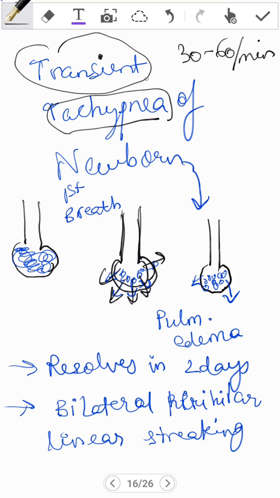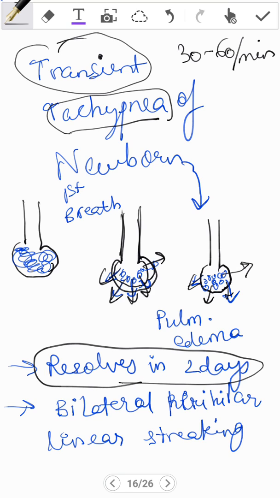But what is happening in transient tachypnea of the newborn is that this fluid is going slowly out of the alveoli, and it is taking a little more time than usual. That is why it is called transient, because it is eventually going to go out, but this is going a little slowly. So the baby is experiencing tachypnea. Now this would actually resolve in 2 days, which is why it is also called transient.